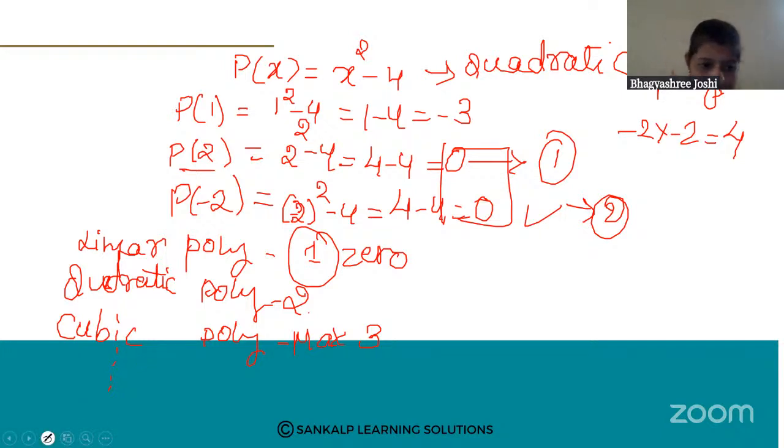So, like that, nth degree polynomial means n polynomial has how many roots? How many zeros? Suppose there is an n polynomial. How many zeros will it have? N number of zeros. Okay. N number of zeros. Yes, I hope this concept is clear to all of you, right?